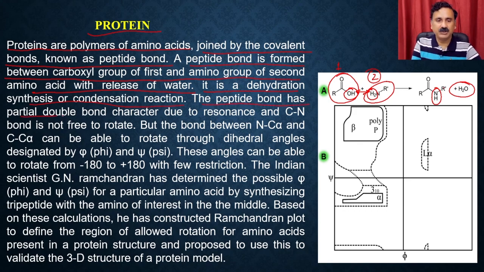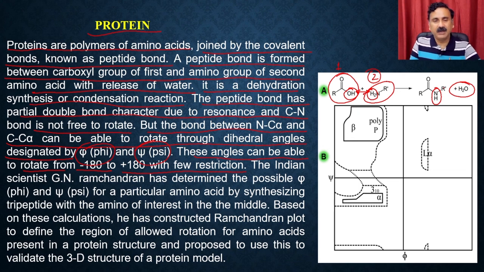The peptide bond has partial double bond character due to resonance, and the C-N bond is not free to rotate. But the bonds N to C alpha and C alpha to C can rotate through dihedral angles designated as phi and psi. So this peptide bond is rigid and not allowed to rotate, but the bonds between N and C alpha and between C alpha and C can rotate through the dihedral angles phi and psi. These angles can rotate from minus 180 to plus 180 with a few restrictions.